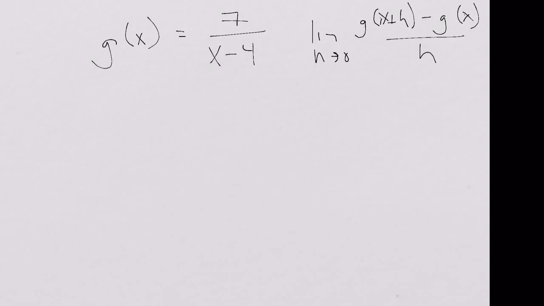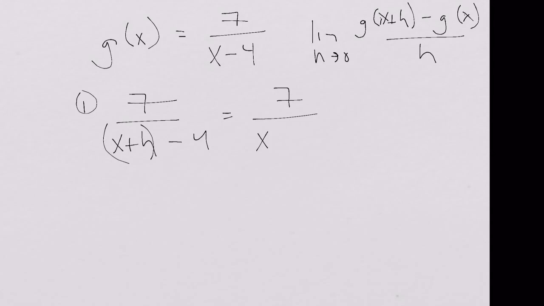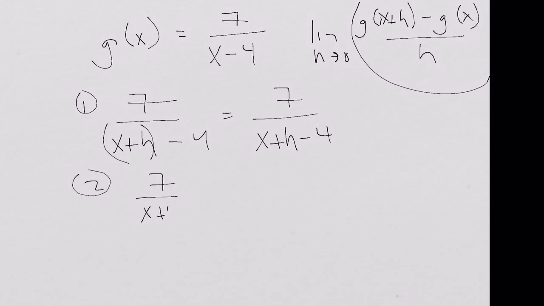So we have to find that g of x plus h first. And so when you do that, instead of writing x, you write x plus h. So it's just a substitution step, and there's nothing to do there. And so then we're going to do that difference quotient with just that part without the limit. So I have 7 over x plus h minus 4 minus 7 over x minus 4 all over h.